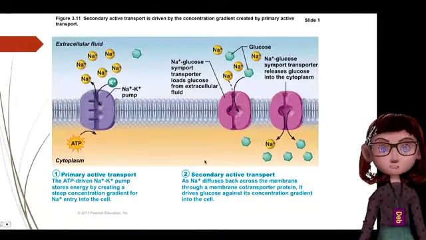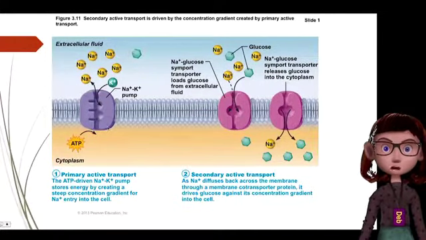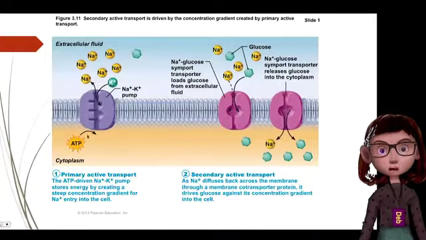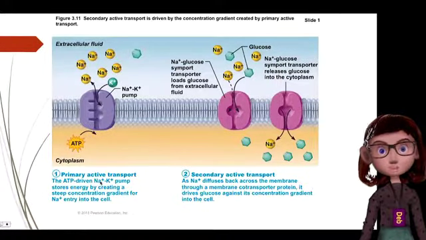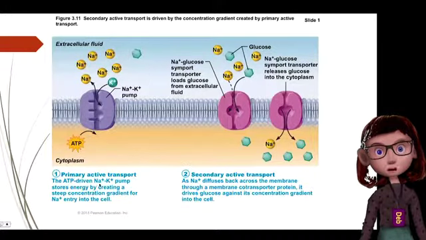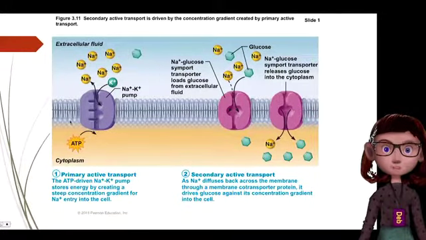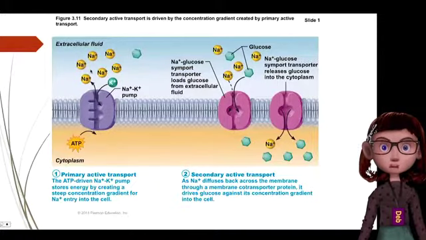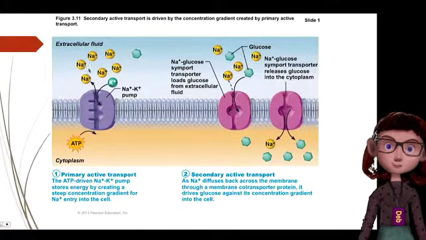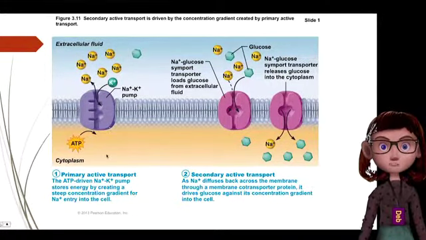This is showing a primary active transport right here with that sodium-potassium pump. Now they have the little pluses there, which makes me happy. Okay, so the ATP-driven sodium-potassium pump stores the energy by creating a steep concentration gradient for sodium entry into the cell. So in other words, when you are using these pumps, it ends up with having a high concentration of sodium right outside the cell, and there will be a high concentration of potassium inside the cell.